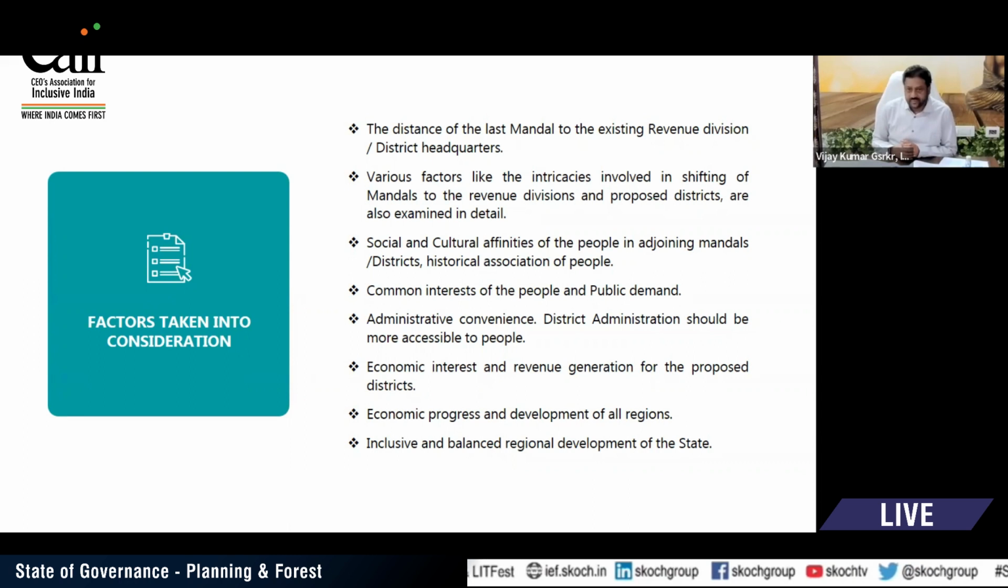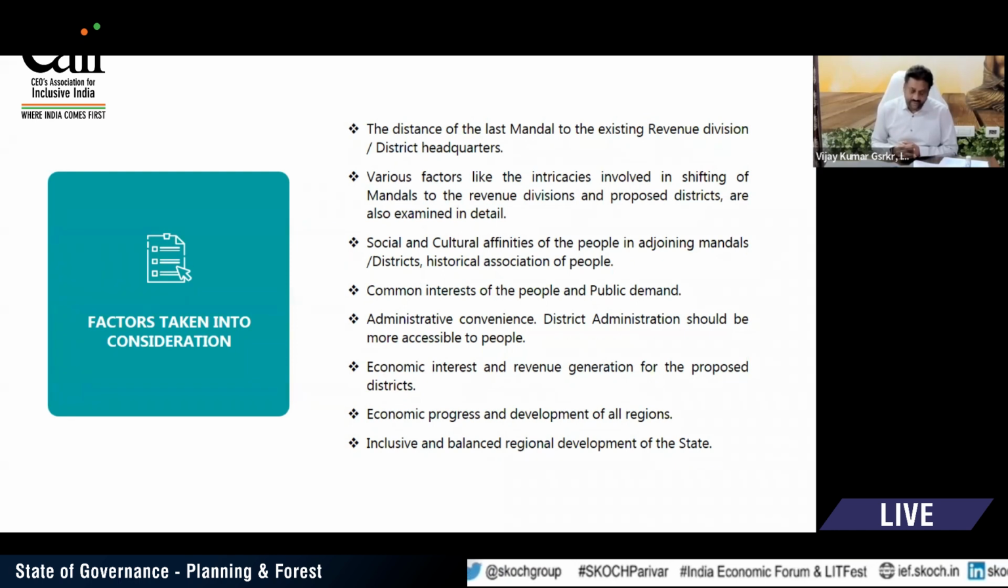Then the common interests of the people and also the public demand we have taken into consideration. Simultaneously, the administrative convenience, accessibility to the people, and while carving out, we have also taken the economic interests and the revenue generation of the proposed district. For example, if you carve merely following a parliamentary constituency, maybe all economic revenues, income generation revenues, industries fall into one district and the leftover part has nothing to flourish. Those things also we have taken into consideration.